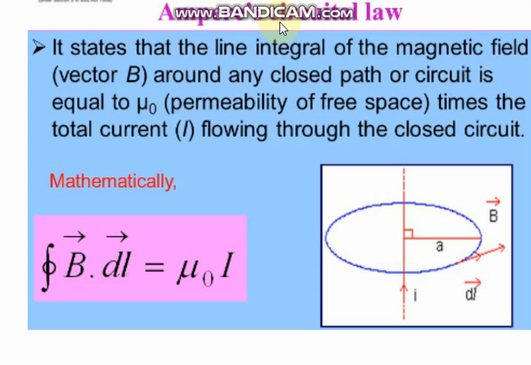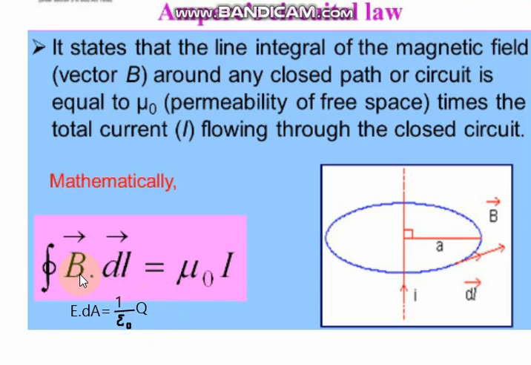This law has an analogy with Gauss's law, which was used to determine the electric field in symmetrical situations. If you remember, there we had E dot dA equal to 1 over epsilon naught times the total charge enclosed by the closed surface. This was the electric flux through a closed surface, and this is the charge enclosed by that closed surface.